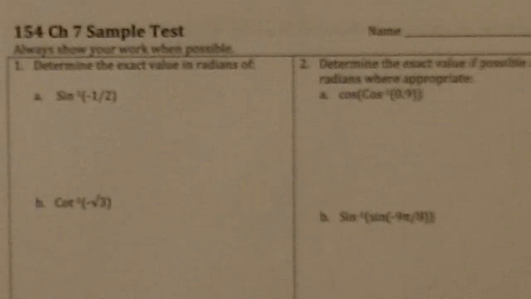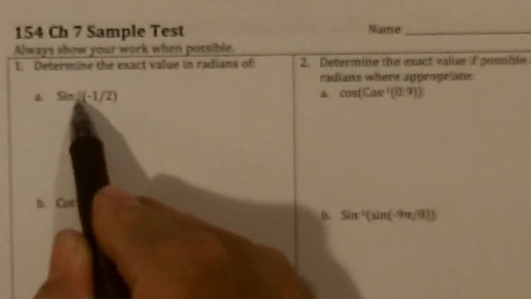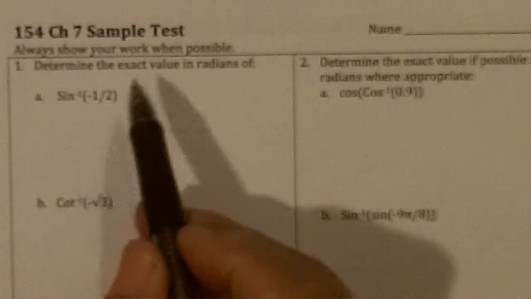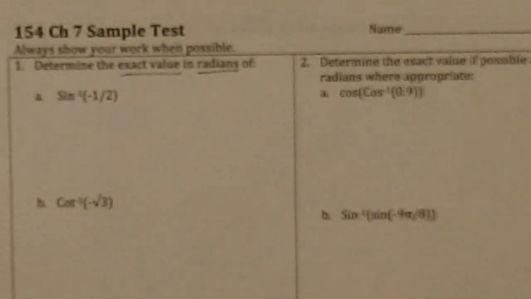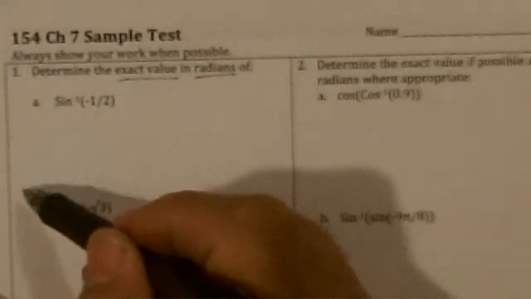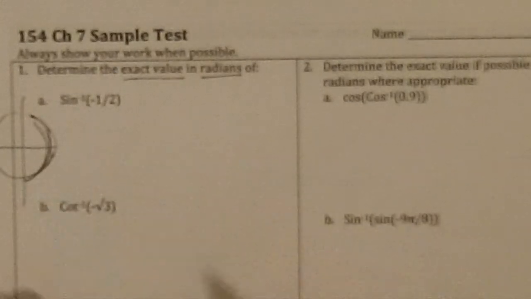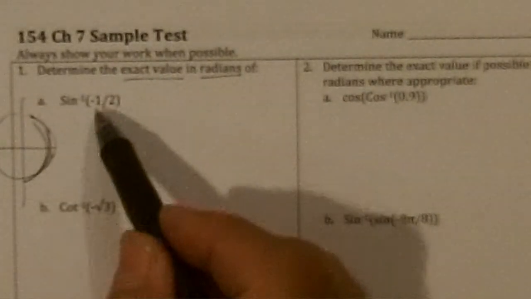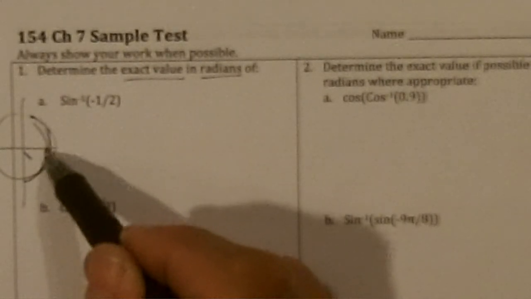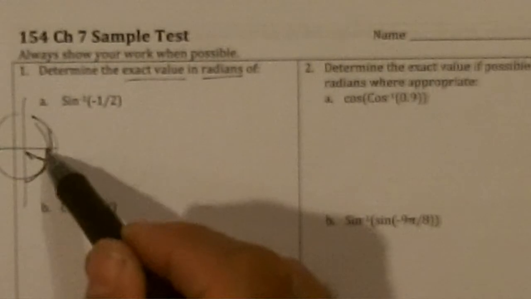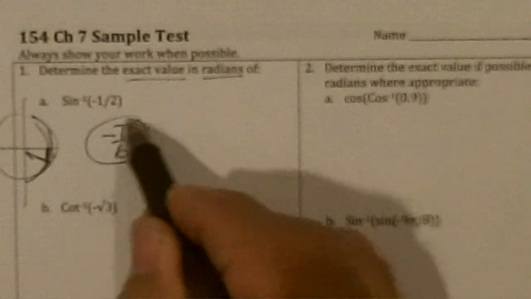Alright, let's go through the Chapter 7 sample test. Okay, this is sine inverse of -1/2, and it says find an exact value in radians, and it's a capital S, so we want the one where you take the sine out of the first and fourth quadrant, and the sine is -1/2, so it's down, so that's going to be in the fourth quadrant, and when it's only a half down, that is -pi/6.